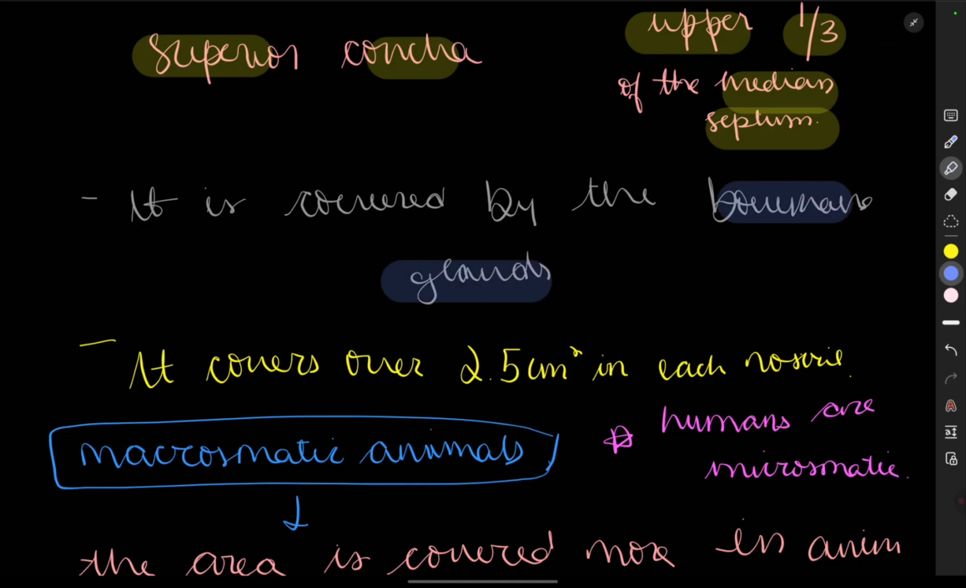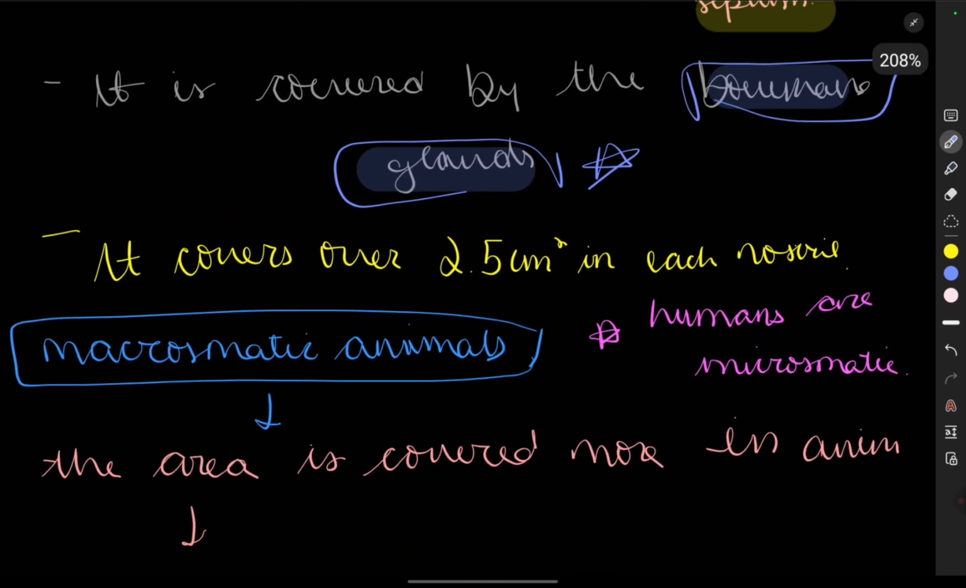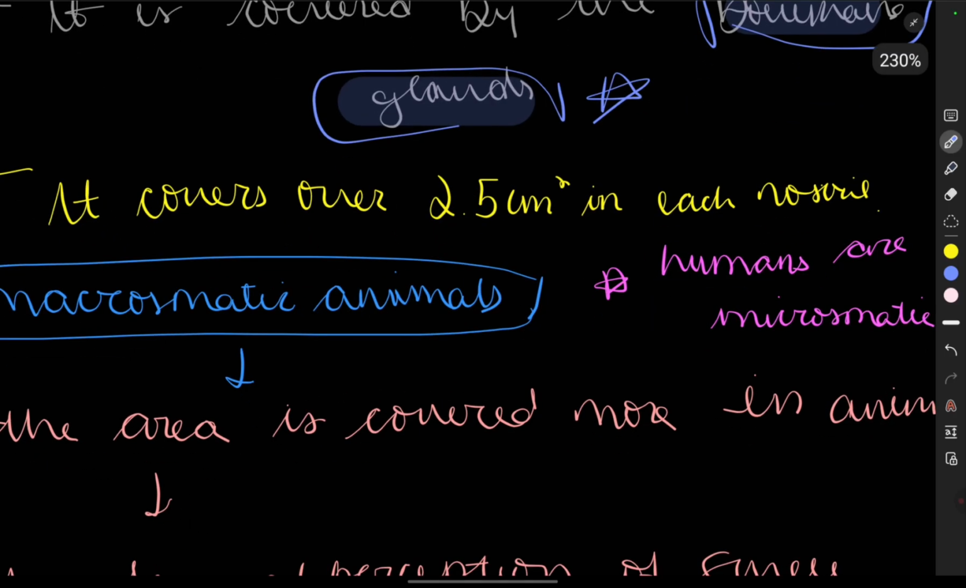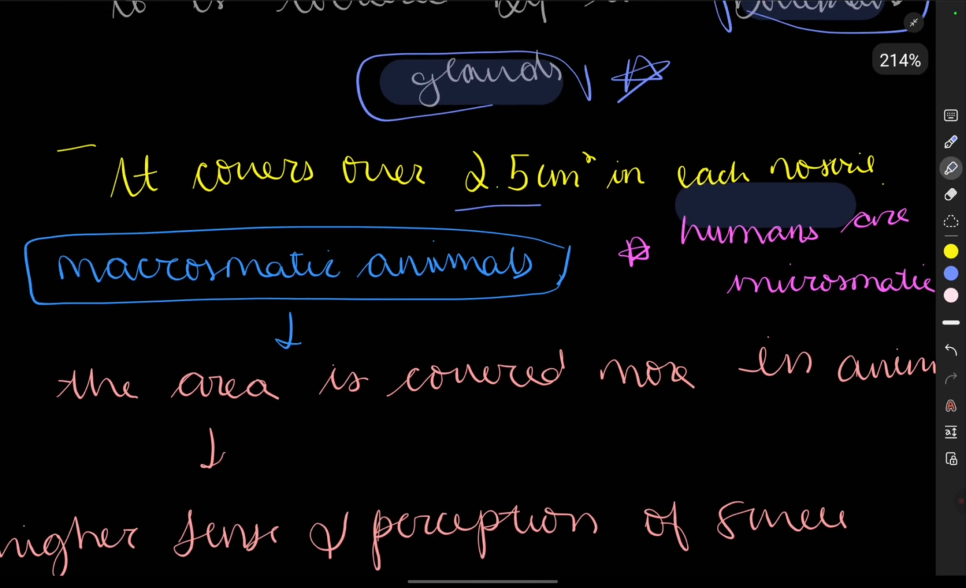There are specialized glands we have, called the Bowman's glands. Please mark them, they are important. This can be asked in MCQ as well. It covers 2.5 centimeters square in each nostril.